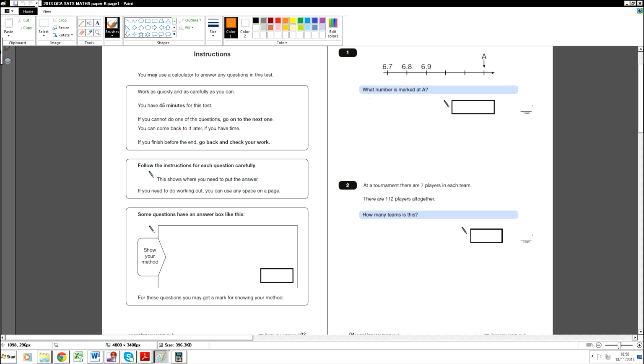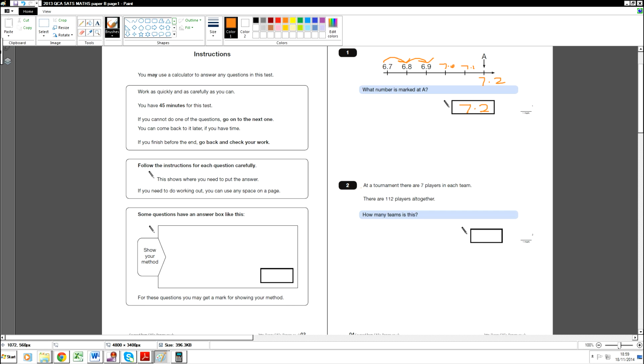What number is marked at A? Now, what we need to do at this particular question is look at how we are going up from 6.7 to 6.8, 6.9. What comes next? 7.0. And then 7.1. And A will be 7.2. Okay, excellent. 7.2 is the right answer.